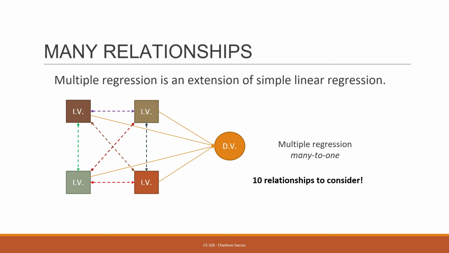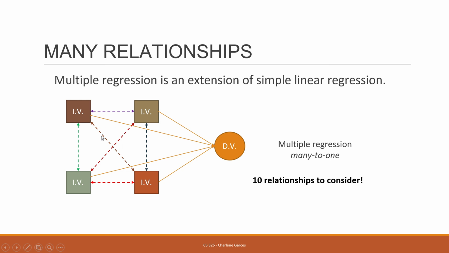And then there are 10 relationships to consider. How come you have 10 relationships to consider? Each IV, or each independent variable, is related to each other. If you count, we have 1, 2, 3, 4, 5, 6, 7, 8, 9, 10. There are actually 10 relationships to consider, so there are 10 correlations between each other.